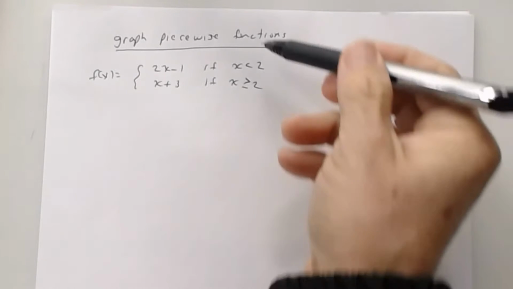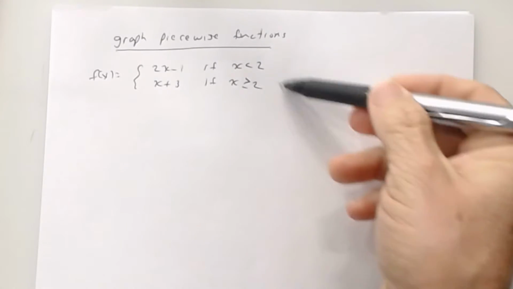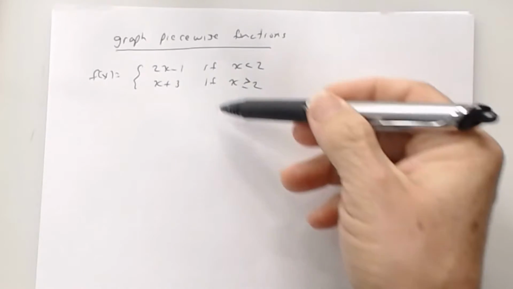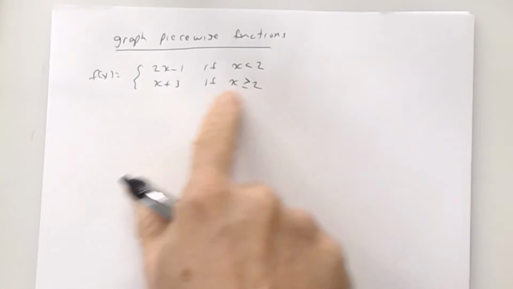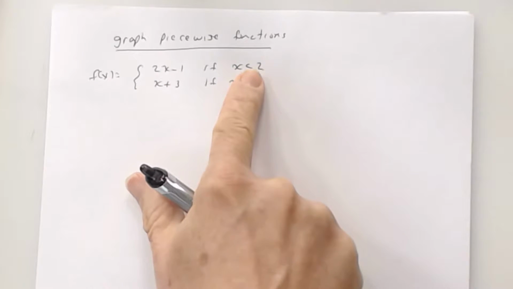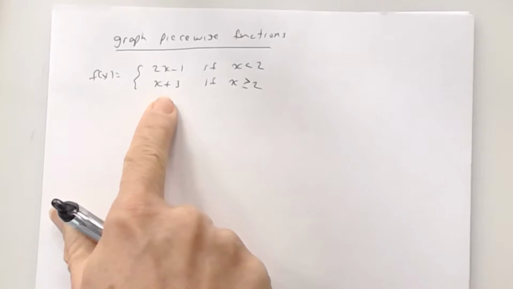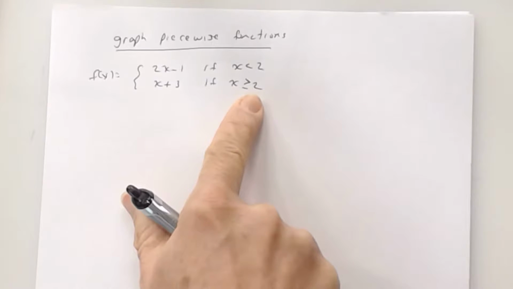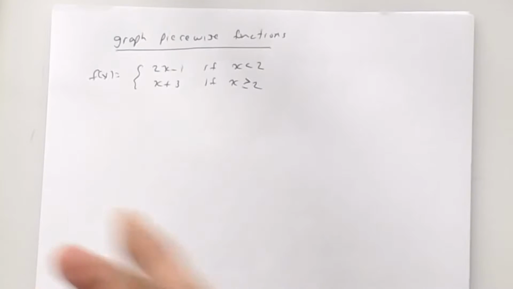Now remember, this part that I'm circling right here, that's your domain. So when I graph this, I'm going to use the top function for any x less than what? 2. And I'm going to use the bottom one for any x greater than or equal to 2. Okay? So there are going to be two parts of this graph. It won't be a straight line. It will be parts of a linear function. It will be parts of a line.